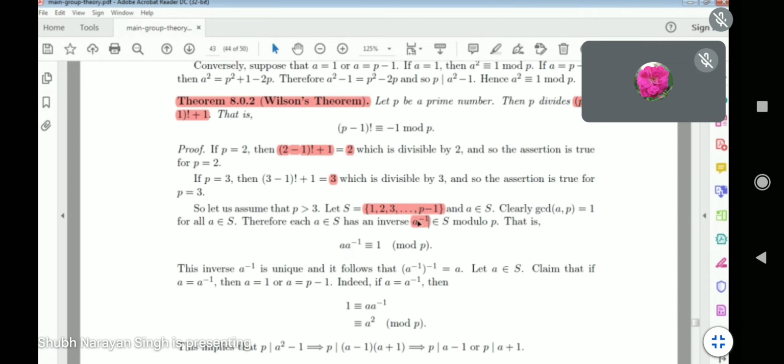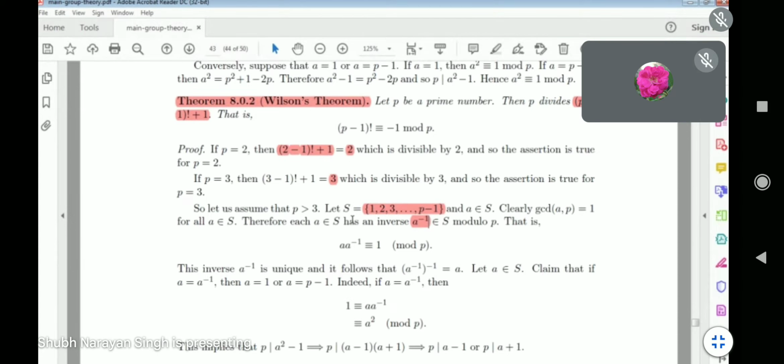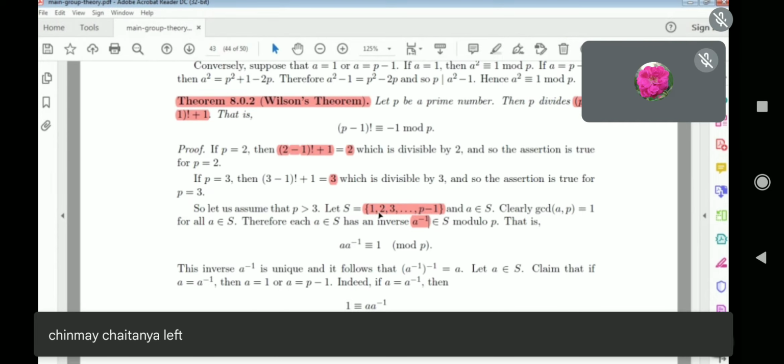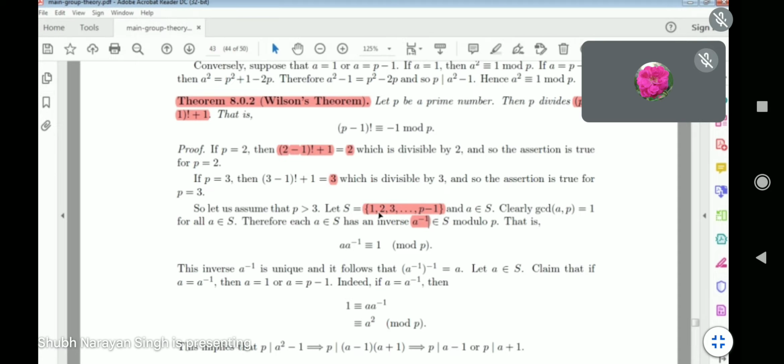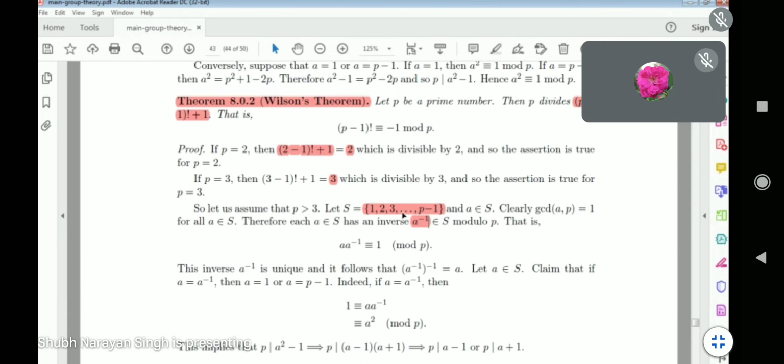Now one by one, you tell me what is the inverse of 1 modulo 7? 1. Good. Remember that in this case the inverse of 1 is itself, 1. That's what I'm going to claim in this proof. Now come to the next element, 2. What is the inverse of 2 modulo 7? 4. Good, that is different from 2. And what is the inverse of 3 modulo 7? 5. Good, which is different from 3.